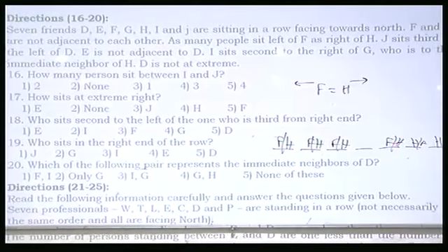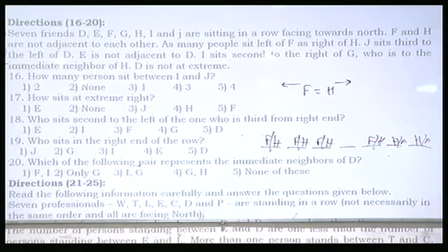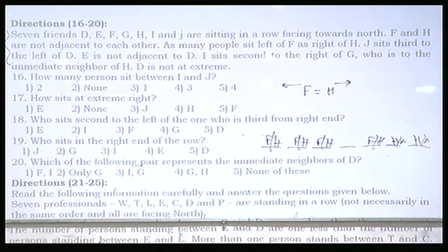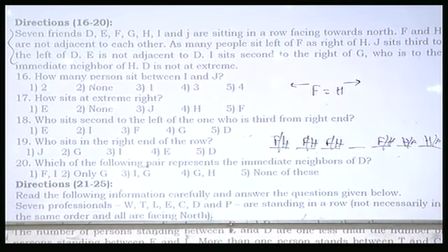Question number 18. Who sits second to the left of the one who is third from the right end? I is third from the right end. Who sits second to the left of this person? G is the answer. G, choice 4.